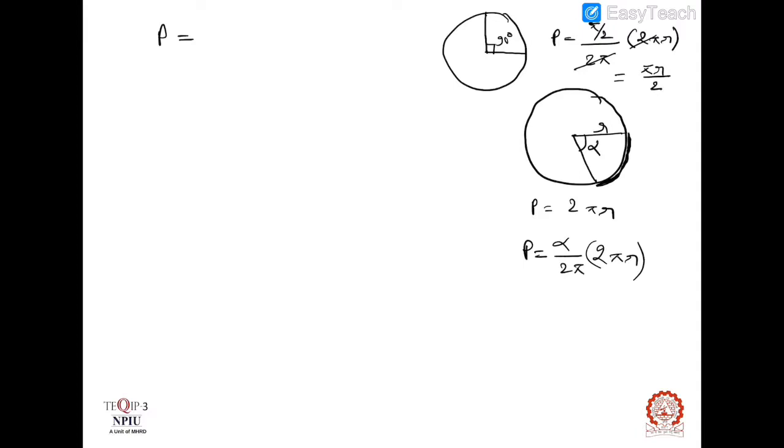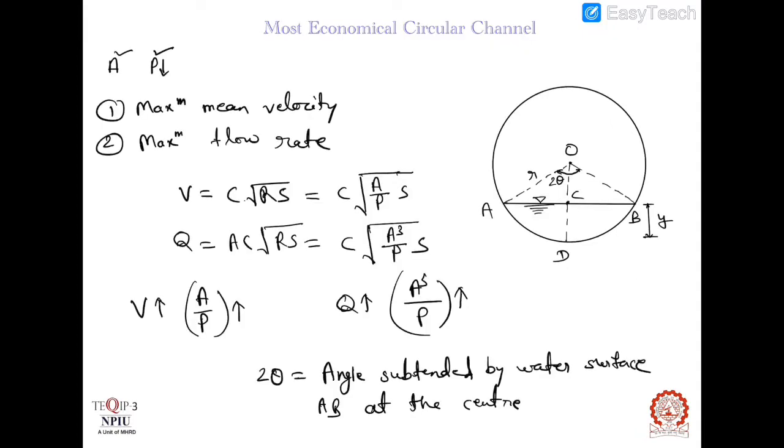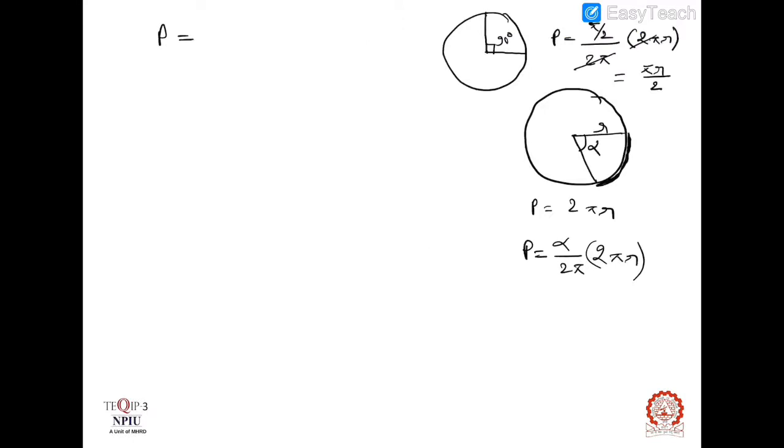So in similar way we can find the perimeter for our case. Here the angle is 2 theta, alpha is 2 theta in this case. So the perimeter ADB will be 2 theta divided by 2 pi into 2 pi r. This 2 pi will get cancelled, that is 2r theta.